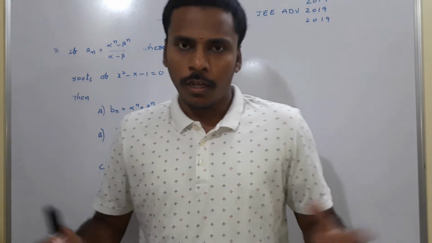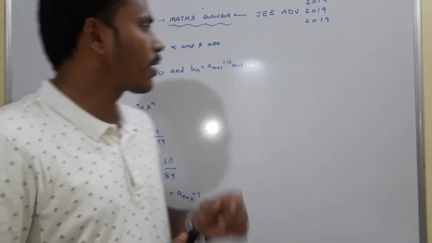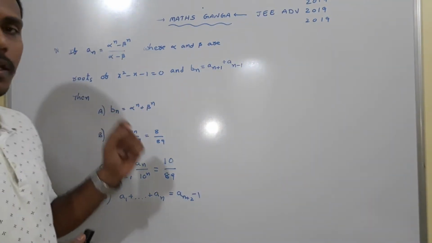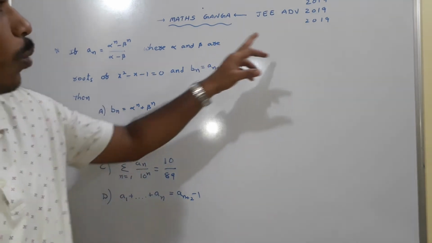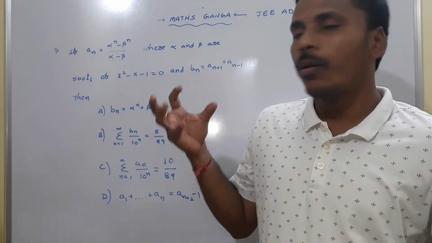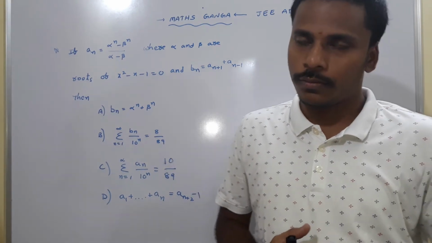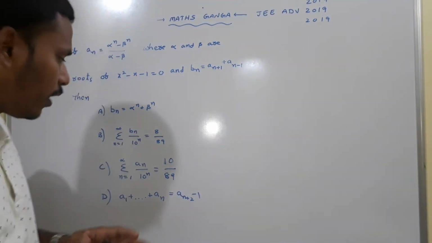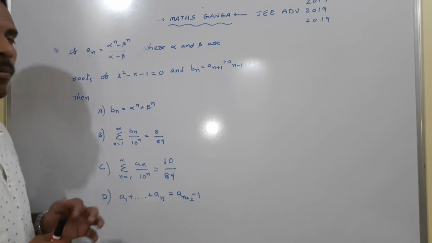Hello friends, this is Gangadhar and this is an easy question asked in JEE Advanced 2019 paper 1 in the section of more than one answer type questions. See, this is the question and we need to choose the correct option among these.